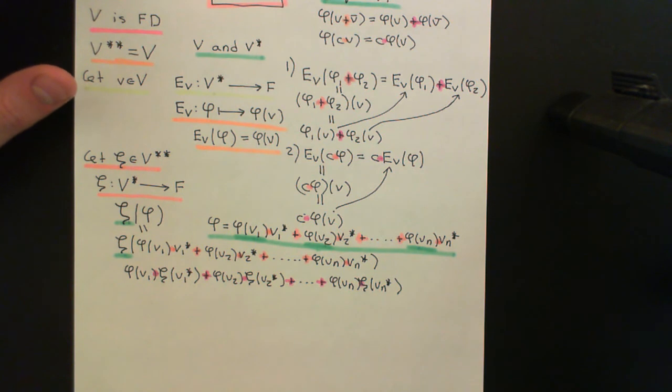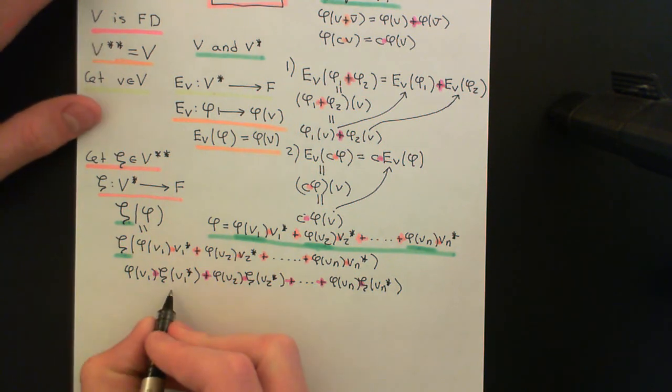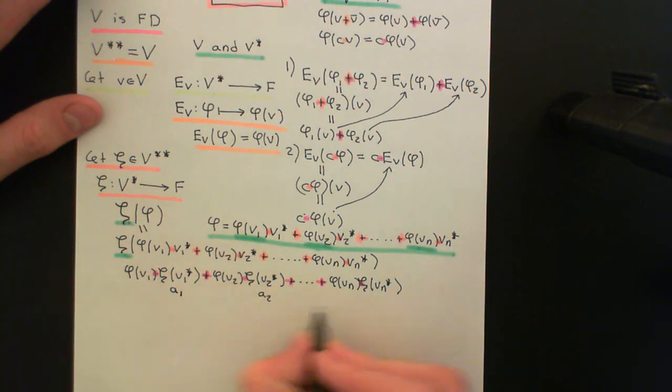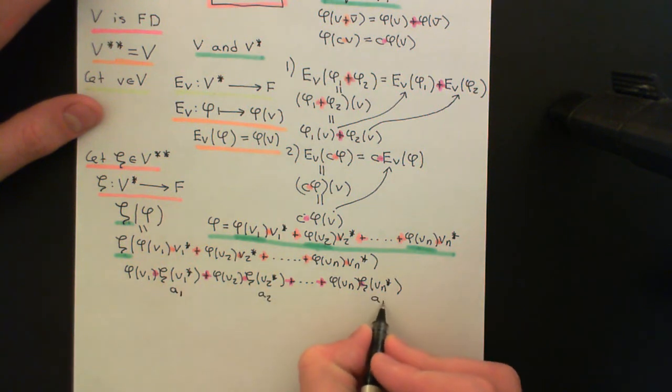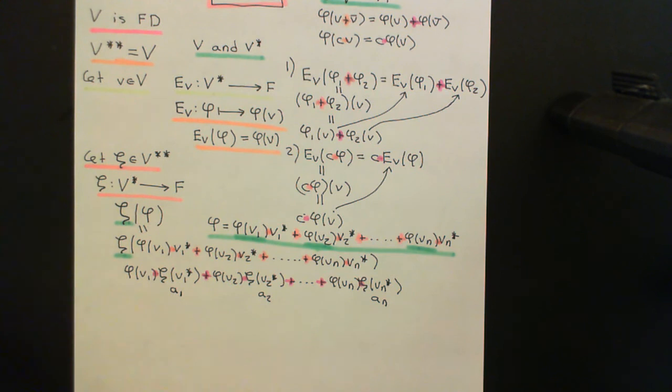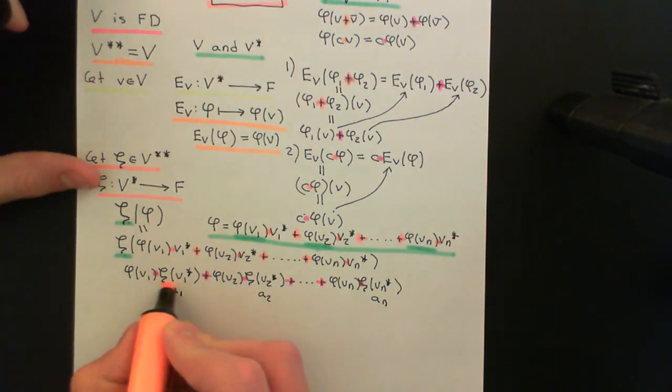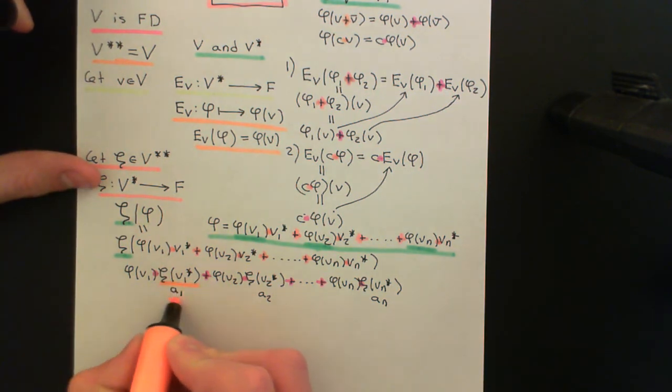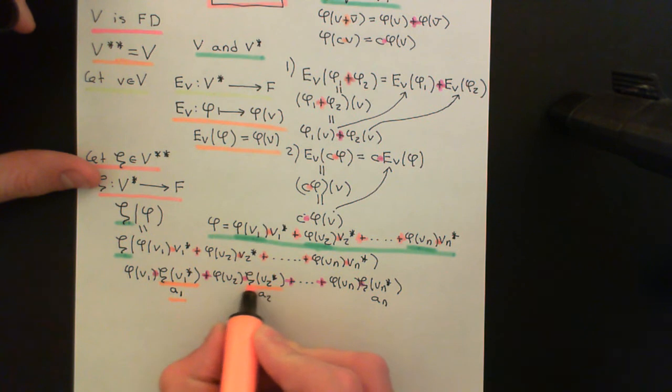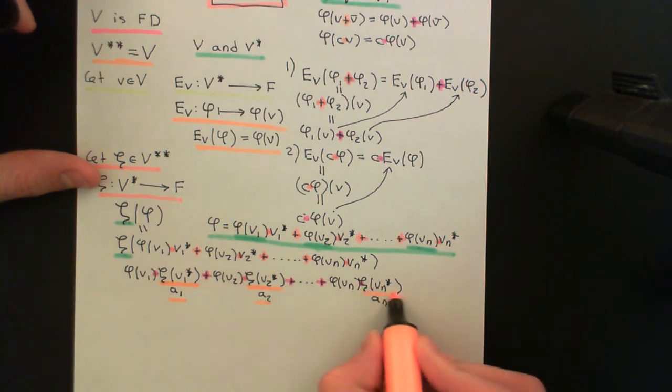But let me stress, those will just be elements of the field. They will just be scalars. So let me change my notation now. Let me call this A1, let me call this A2, and so on, all the way up to AN. I'm just changing my notation so that it looks simpler. But remember, these things here are just elements of the field. They're nothing more scary than that.